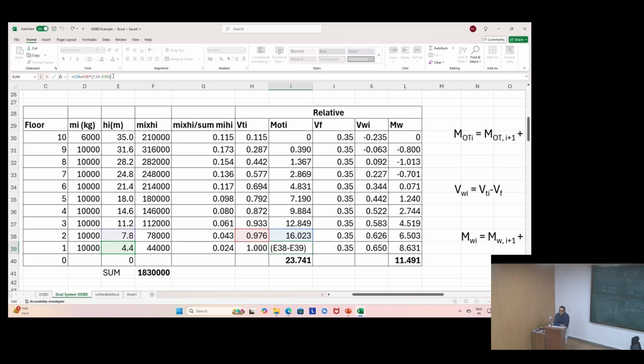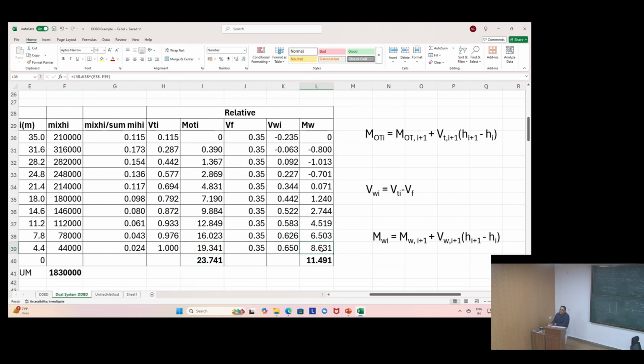You're trying to figure it out? Okay. Did you populate MOTi? And it's working? MW is quite similar to that, right? Again, you start from the base. You have the difference in height, you have the shear of the next story, which is this story, multiplied by the difference in height, plus the moment of that story as well.